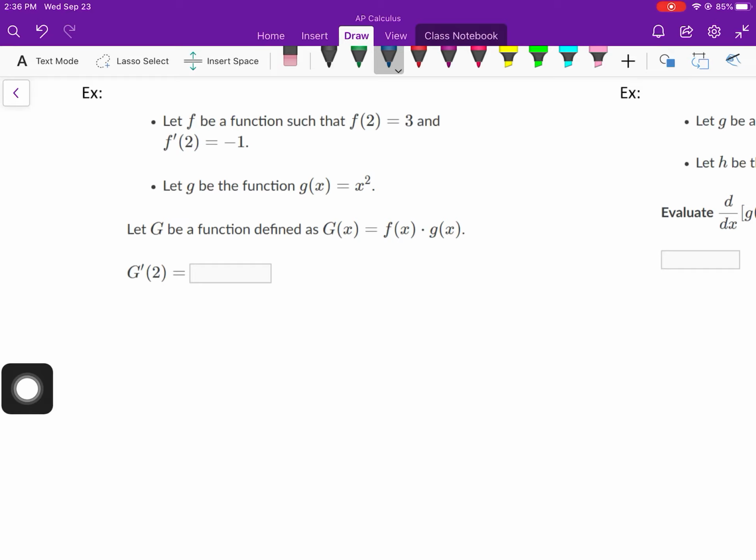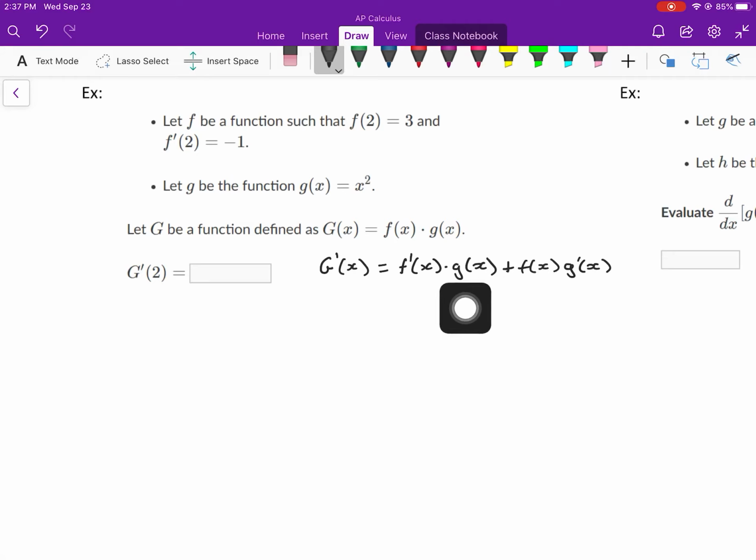All right. So this being the product, g prime of x, we have to do the product rule when we do g prime, because g is a product of two functions. So what I'm going to do is I'm going to do f prime times g plus f times g prime. Same exact thing, right? This hasn't changed a bit. Just this time, we don't know what f, the function f is, but we have some values from it. We do know what g is, though.